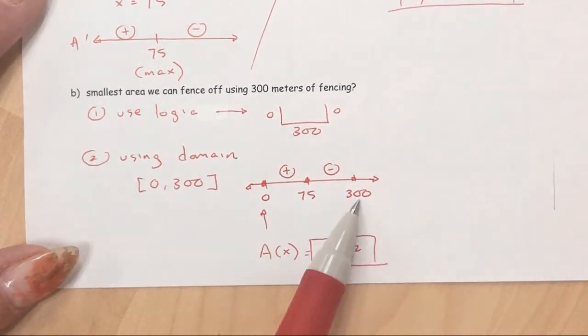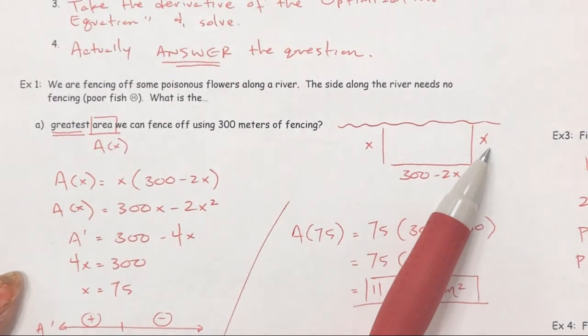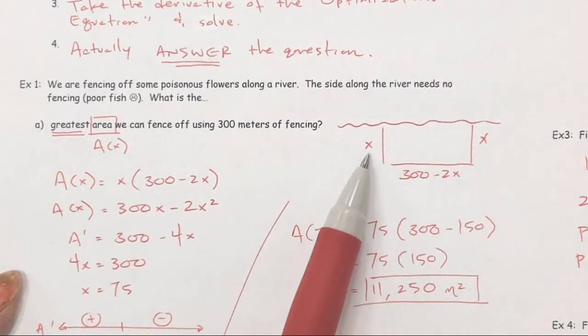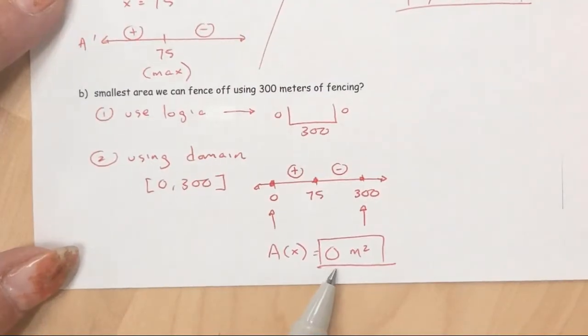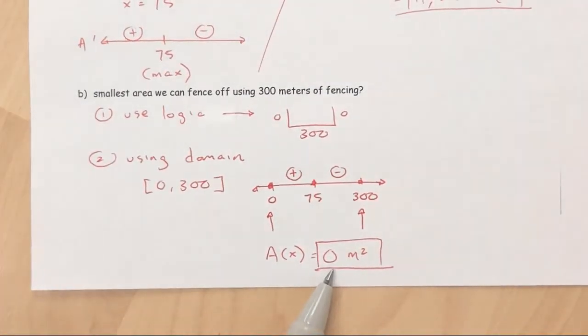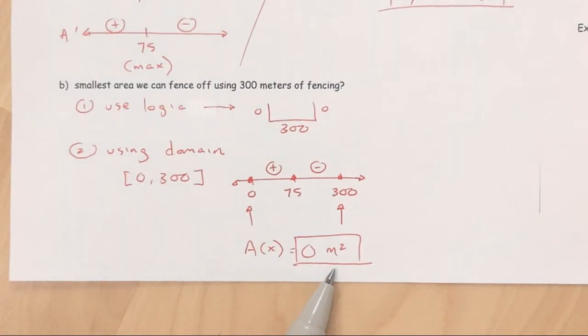Or actually, if you plug in 300, you get this too. So if you plug in 300 into here, well, that doesn't make sense. You plug in 150 and 150, you're still going to get 0. So what is the least area? Sometimes you just have to think about it for a second. Oh, it's going to be 0.